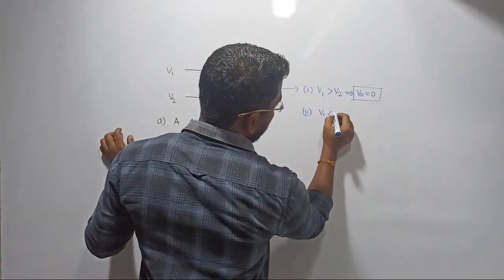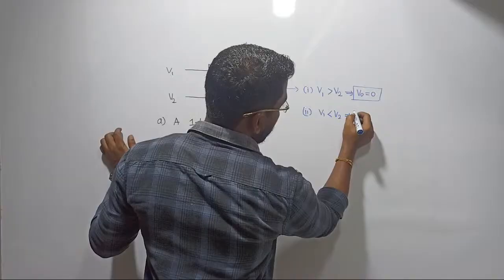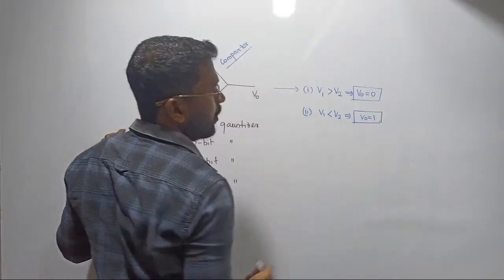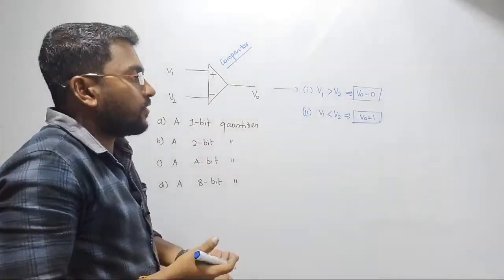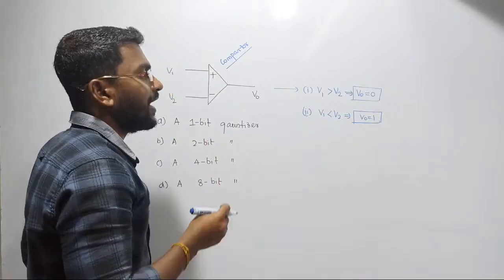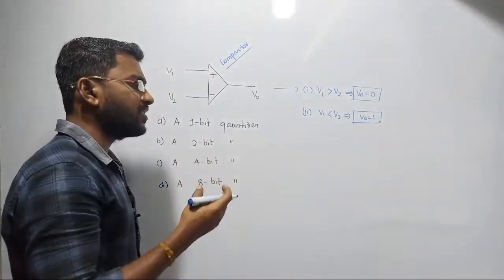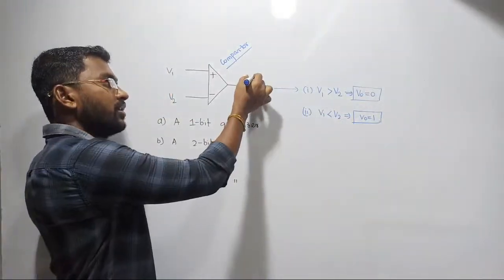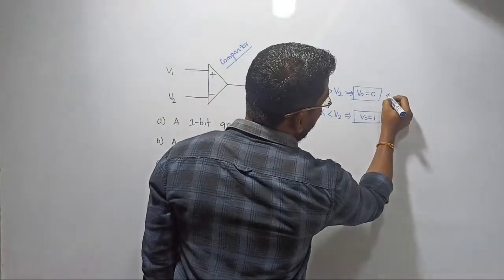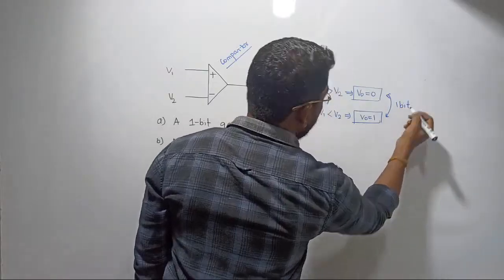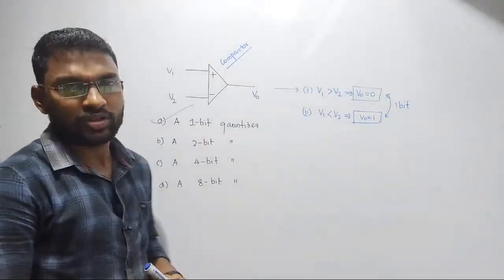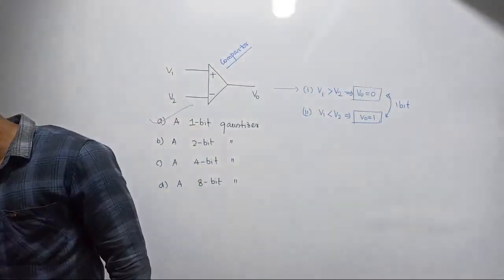Suppose the value of V1 becomes less than V2, then what will happen? Again it will set the output value, V0 equal to 1 only, right? Am I entering 4 bits or 5 bits or 6 bits here? No. The output of the comparator might be 0 or 1, but it is always only 1 bit. So it will act as a 1 bit quantizer. The answer is option A. Simple question, they are just testing your basic knowledge. That's all.